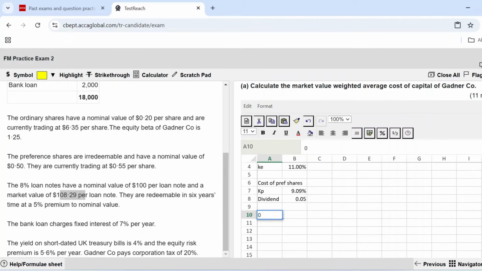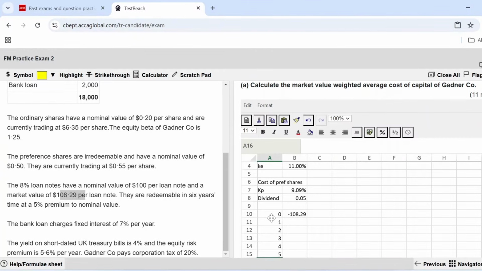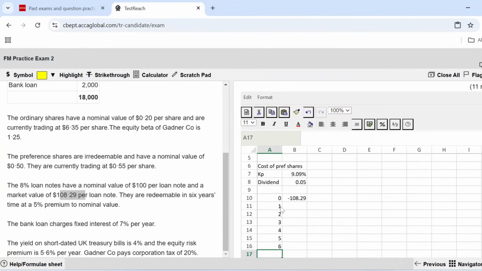If you talk about year 0, you have minus whatever is the market value, which is 108.29. This is the present value. Now 1, 2, because they are redeemable in 6 years time, we have data till 6 years. So this is the information till 6 years.